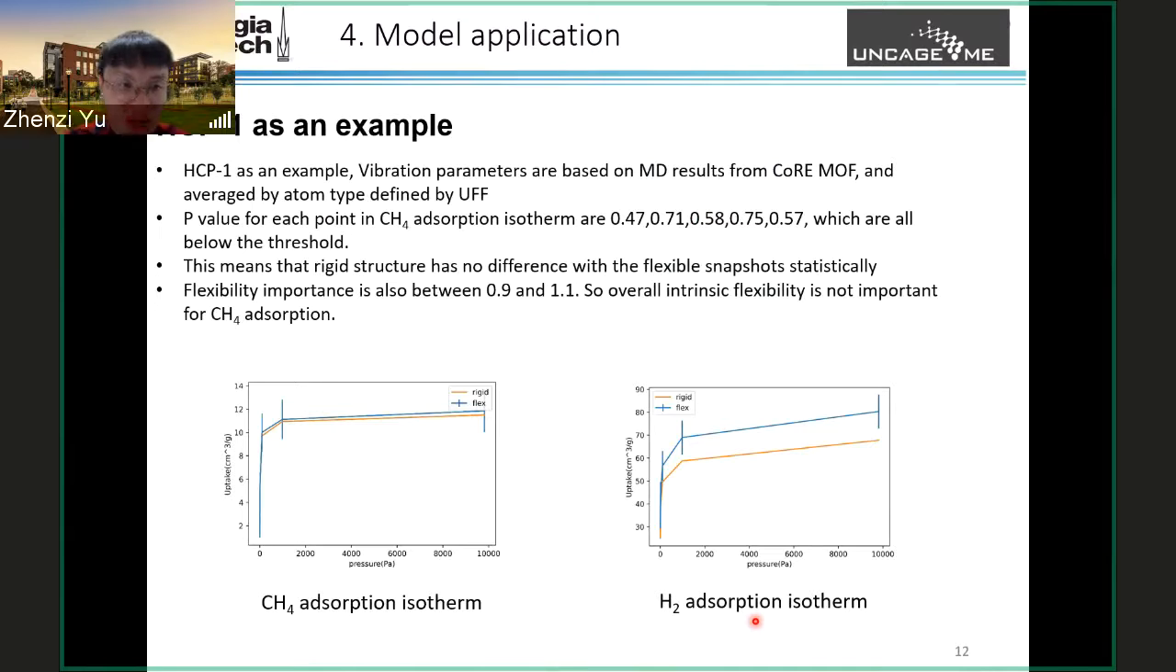So here I just use HCP as an example. As you can see, the left figure is the methane adsorption isotherms. And we can see at each point, the p-value in the isotherms is below the threshold. This means the rigid structure has no difference from the flexible snapshot statistically. And also the flexible importance is between 0.9 and 0.1. So overall, the increased flexibility is not important for methane adsorption in this material. However, hydrogen adsorption is another case, where the increased flexibility does show its importance.